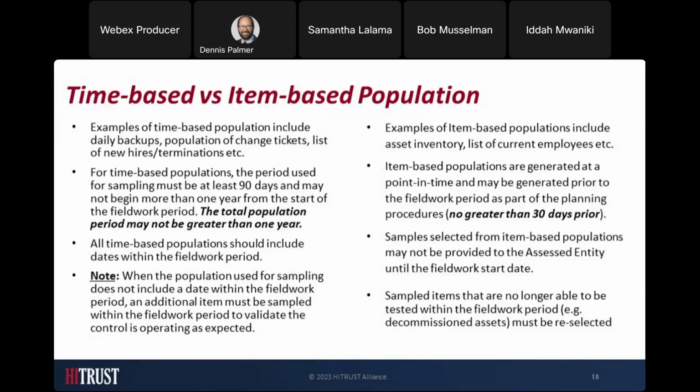So just keep in mind the total population period for a time-based population may not be greater than 1 year. What does that mean? And many times the question has been, when do those periods start? Just keep in mind the sampling period must be at least 90 days and may not begin more than 1 year from the start of the fieldwork period. So the key date that I believe we've now clarified is the start of the fieldwork period.